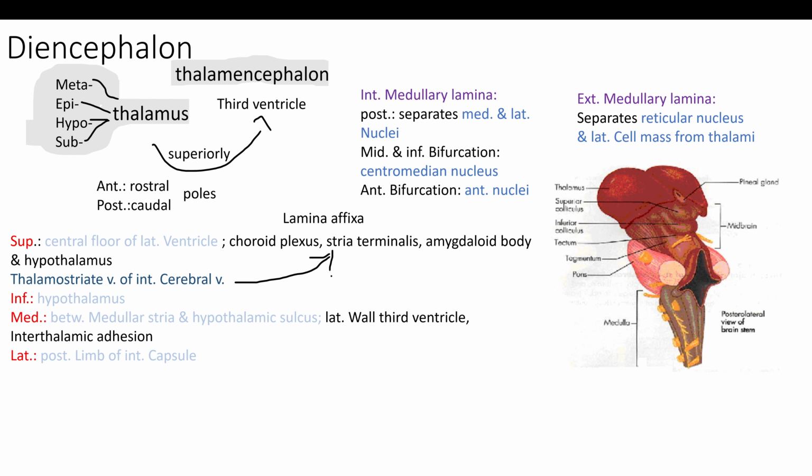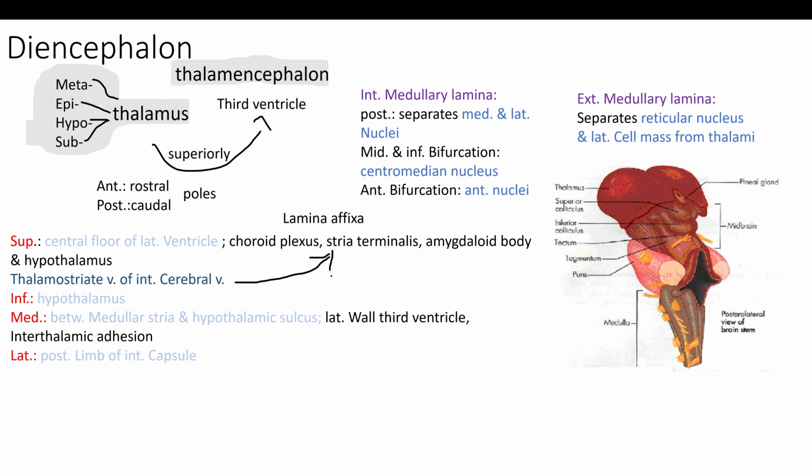Then there's the external medullary lamina. There's not much to say aside from it separating the reticular nucleus and lateral lemniscus from the thalamus. Each thalamus is situated on each side of the superior part of the third ventricle and medial to the posterior limb of the internal capsule. It has an internal, posterior, and anterior pole, with four surfaces.